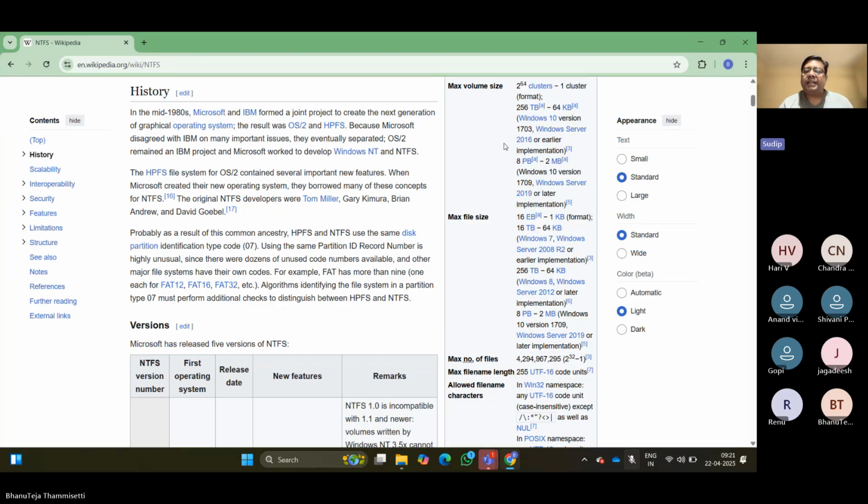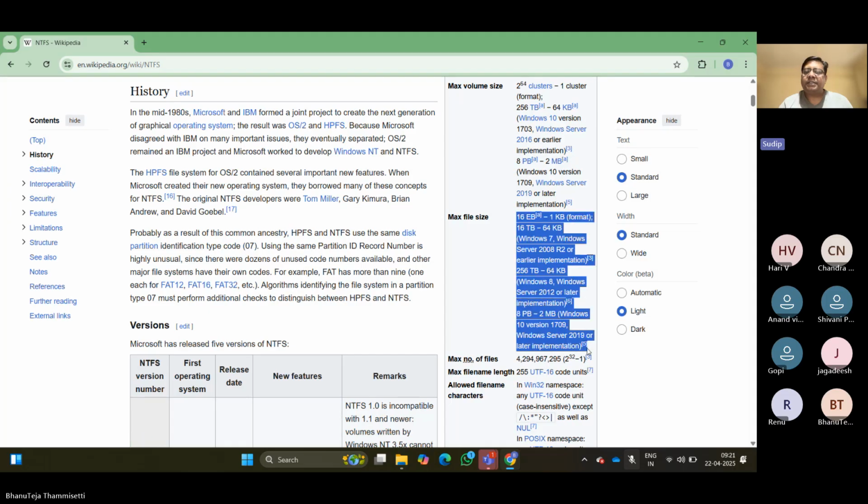Manu, can you keep highlighting these metrics as I'm telling you under the max file size, so that everybody can look at it on the right hand side? The second line, yes, that part, correct. And as you see, if you go to the Windows Server 2019 or Windows 10 version, and you are all using Windows 11, which is a higher version, a single file can be 8 petabytes also.